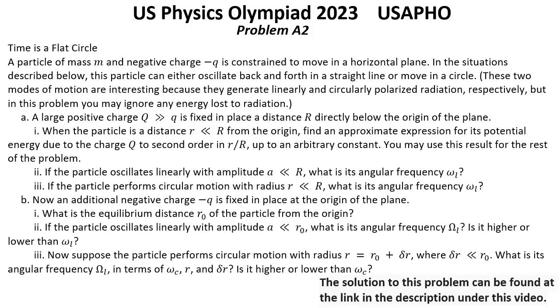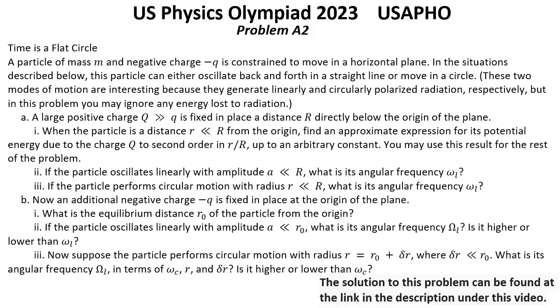Part A. A large positive charge, big Q, much greater than small q, is fixed in place at a distance big R directly below the origin of the plane. Question 1. When the particle is a distance small r, much less than big R, from the origin, find an approximate expression for its potential energy due to the charge big Q to second order in small r over big R, up to an arbitrary constant. You may use this result for the rest of the problem.